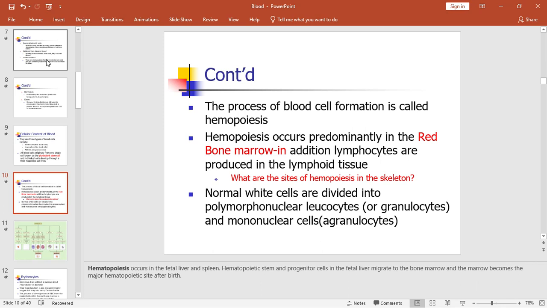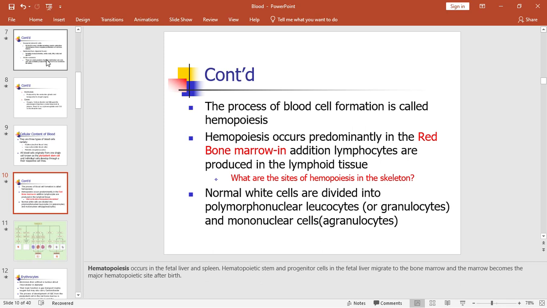Do you know, guys, the site of blood production? Do you know where blood is produced? We have mentioned the red blood cells. Usually in the skin is where maturation takes place, but they'll be produced in the bone marrow. You are correct.